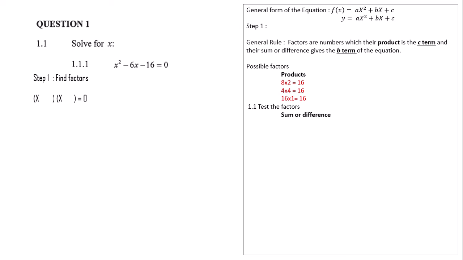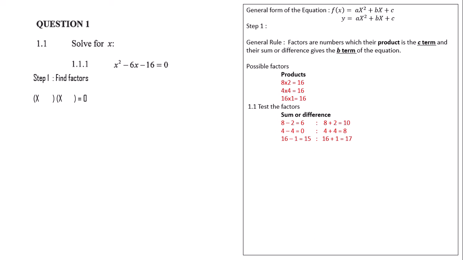And how we're going to do that is we're going to either subtract the two or add them, and when we do that they need to give us 6, which is the b term. So 8 minus 2 is a 6, but 8 plus 2 is not 6, it's equals to 10, and 10 is not part of our equation. 4 minus 4 is 0, 4 plus 4 is 8, 16 minus 1 is 15, 16 plus 1 is 17. So we're not going to be using any of those.